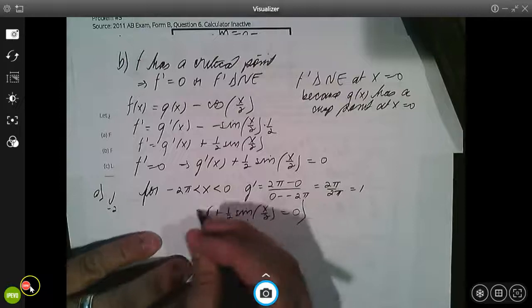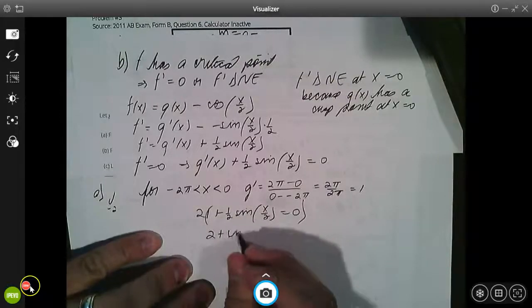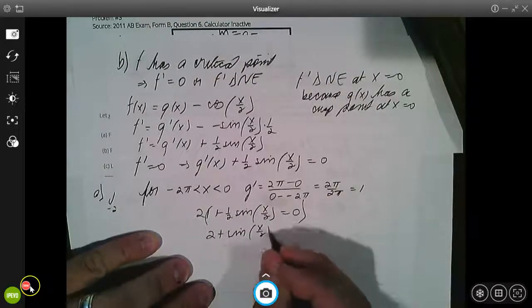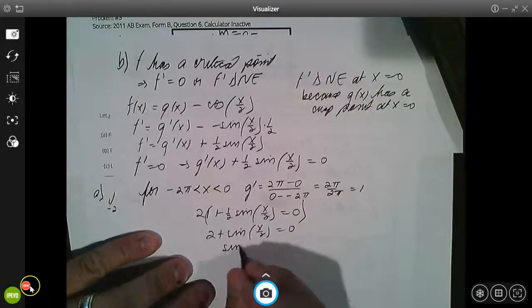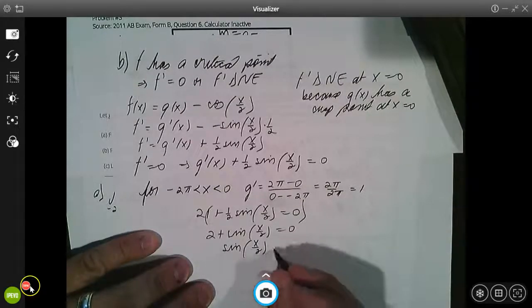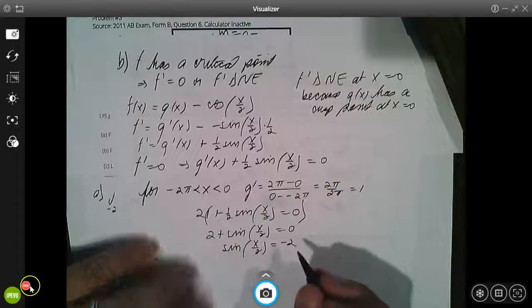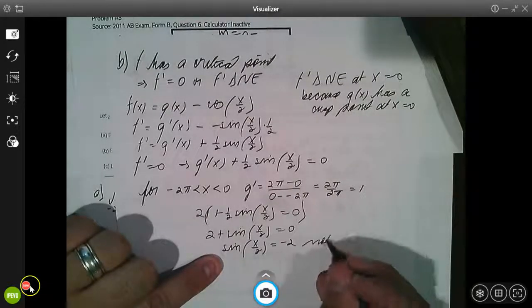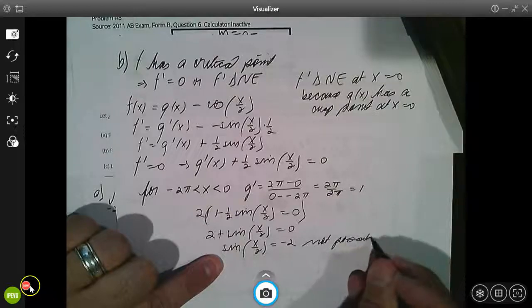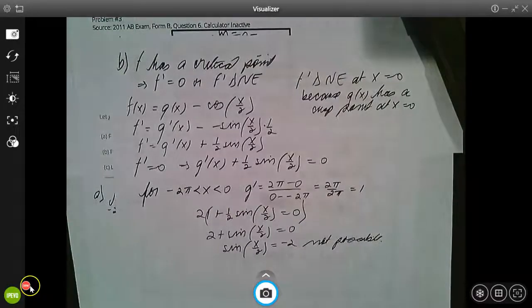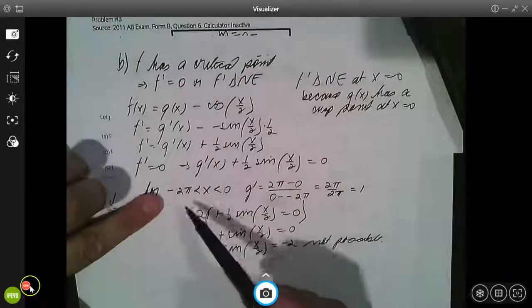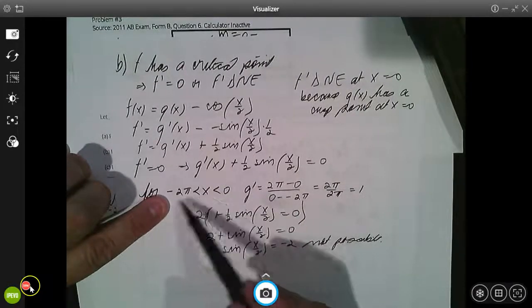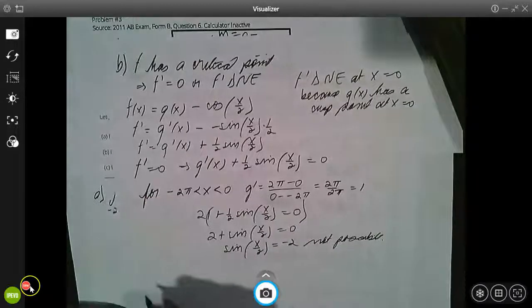Okay, I'm going to multiply everything by 2. We get 2 plus the sine of x over 2 is equal to 0. When is the sine of x over 2 equal to negative 2? This is not possible, because remember the sine always is going to be between negative 1 and positive 1. Well, that's just for g prime, x values between negative 2 pi and 0.